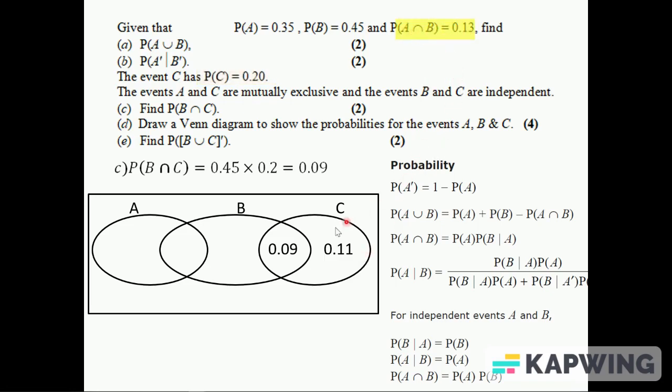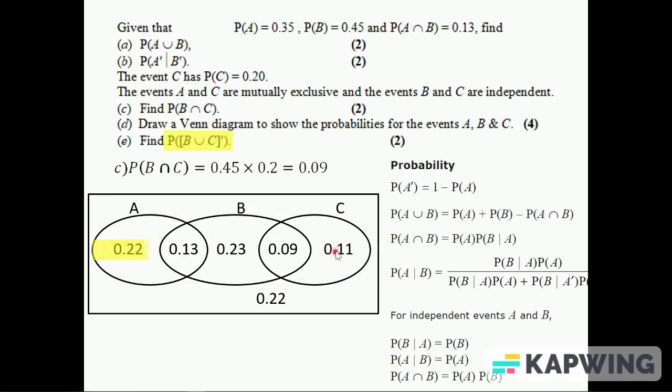The intersection of A and B goes in here, 0.13. A is 0.35, so 0.22 goes in there. B is 0.45, so it leaves me 0.23 in there. And then that just leaves the outside, so if I add all those up and take it away from 1, I get 0.22.